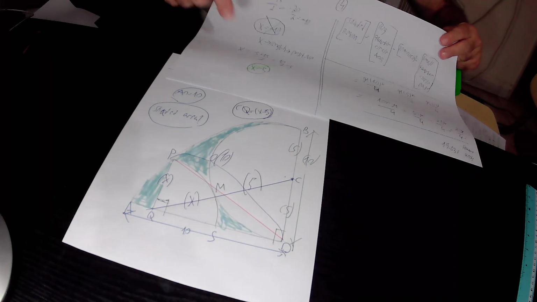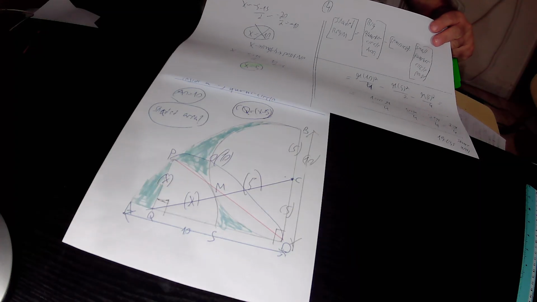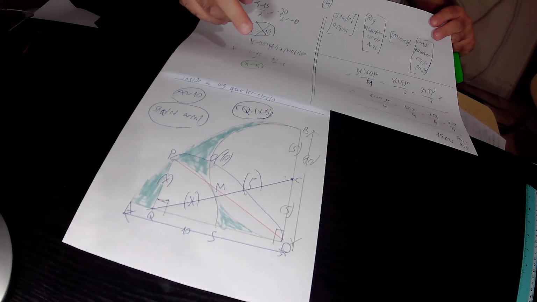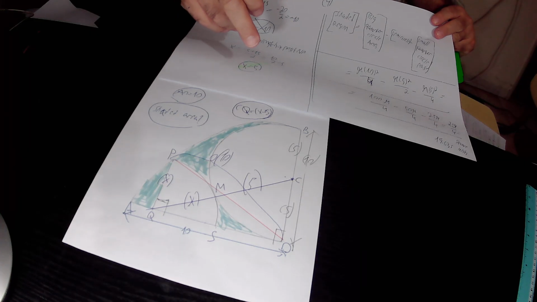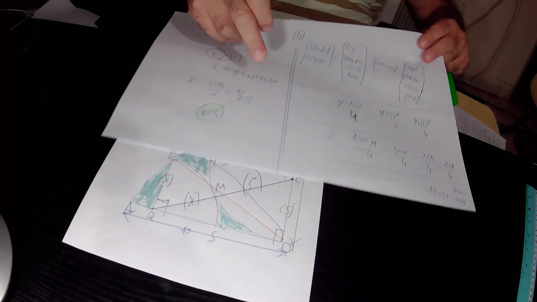The radius of this big quarter circle is 10, and therefore the area of this big quarter circle AOB must be equal to pi times the radius squared, that is pi times 10 squared over 4.